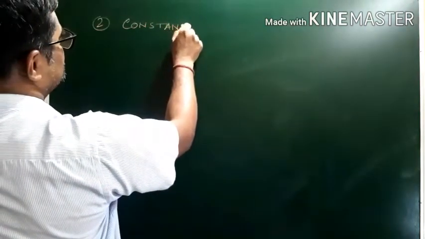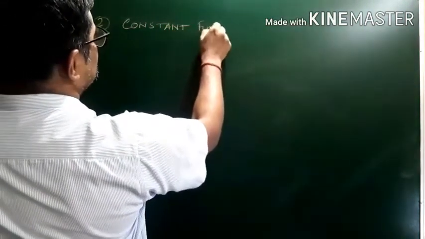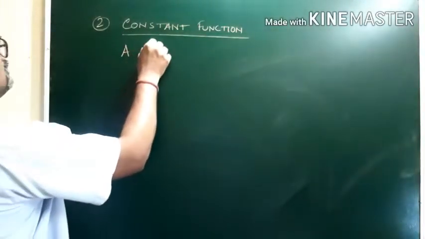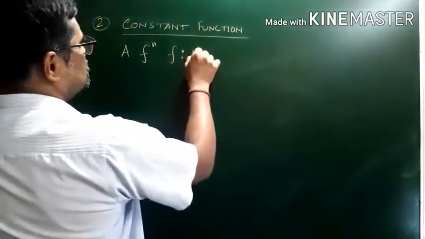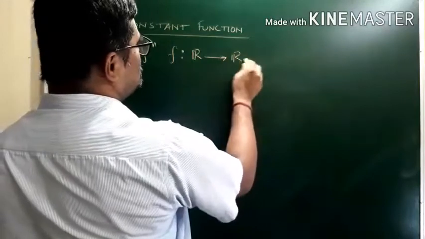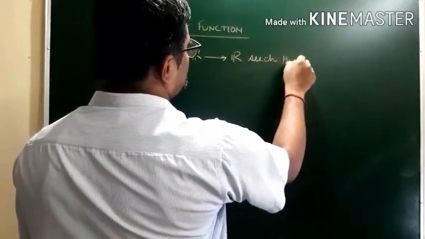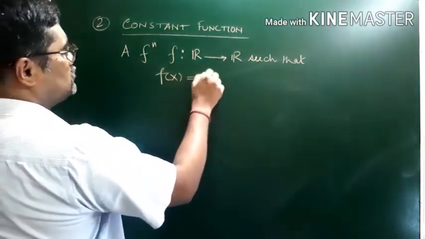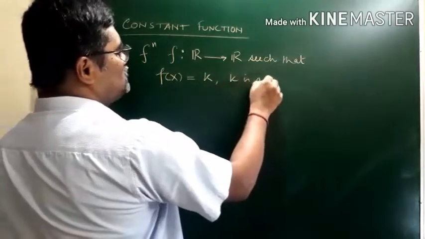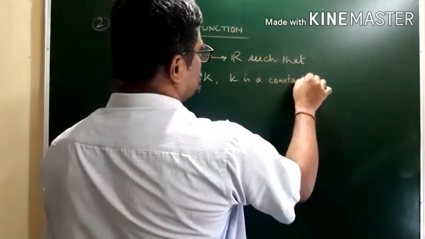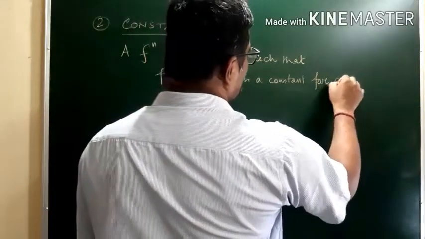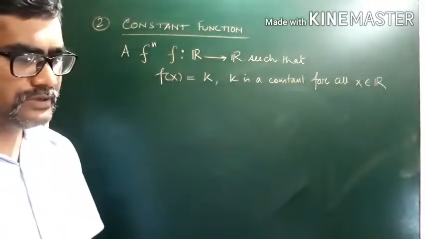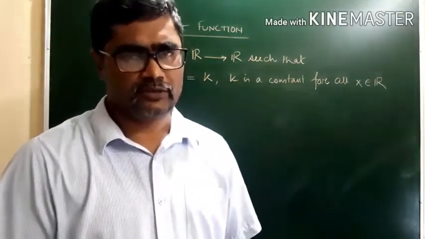Constant function. A function f from real number to real number. See, always these are real functions. Such that f of x equal to some constant k, where k is a constant, for all x belongs to the domain, right? For all x belongs to the domain.